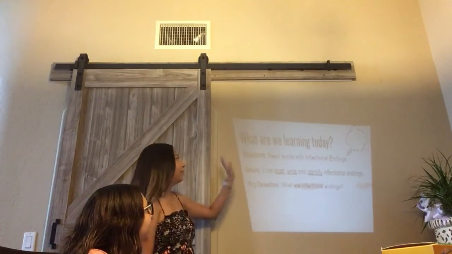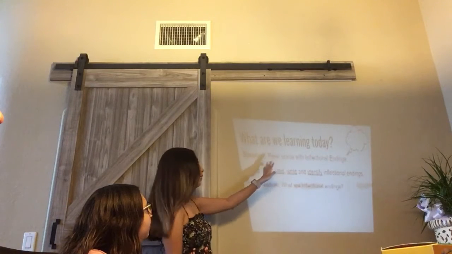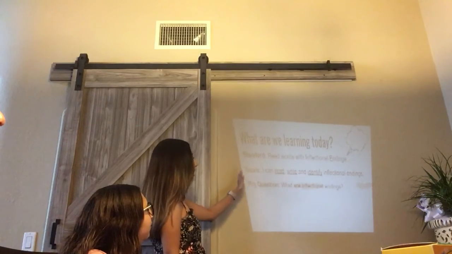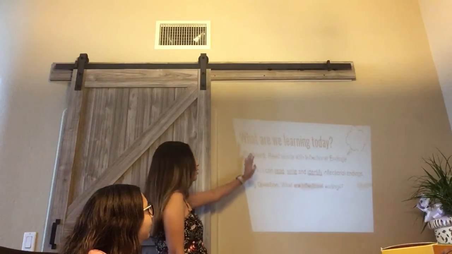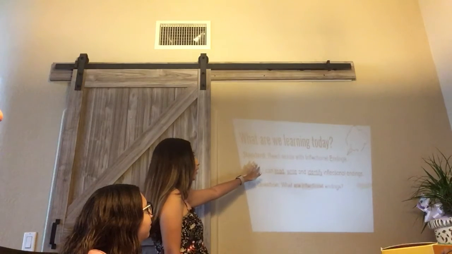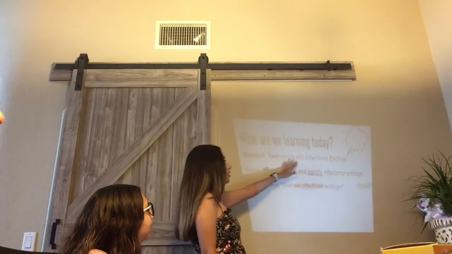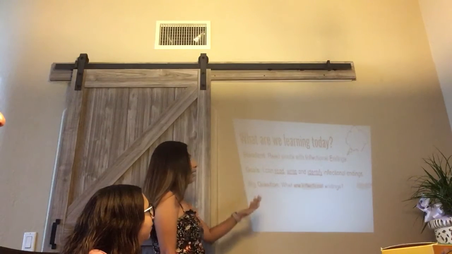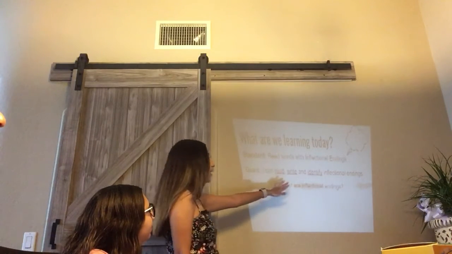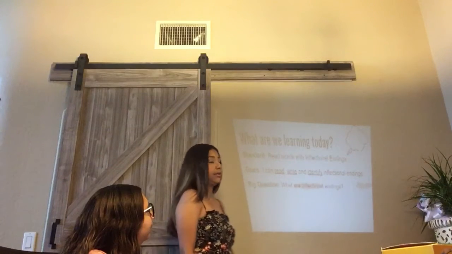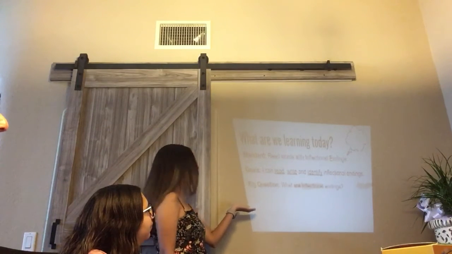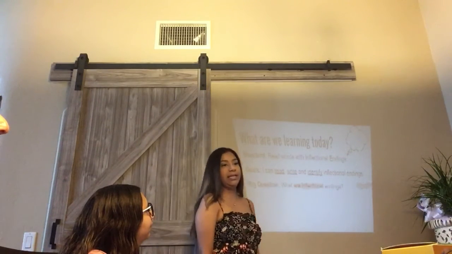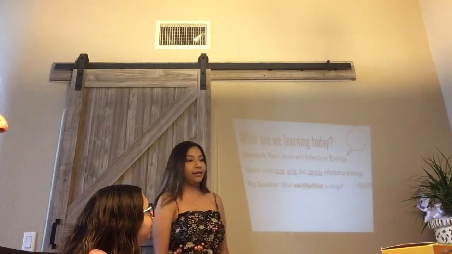So the main question here is, what are we learning today? So I have here listed the standard, the goal, and the big question. So our standard for today is going to be reading words with inflectional endings. Our goal is going to be, by the end of this lesson, we can read, write, and identify inflectional endings. And our big question for the day is, what are inflectional endings? And we'll be talking all about that today.